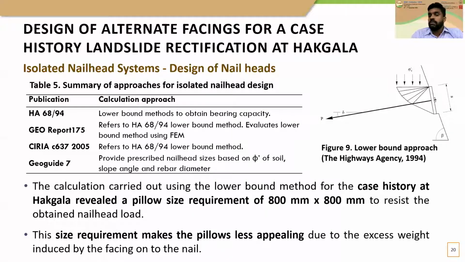Almost all these guides refer to the lower bound method, which was initially presented in the Highways Agency Design Manual of England. The calculation carried out using this method for the case history revealed that a pillow size requirement of 800 by 800 reduces the obtained nail head length. This size requirement makes the pillow option less appealing with a relatively larger size.